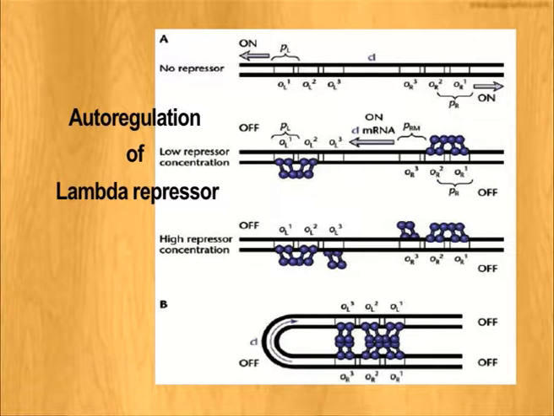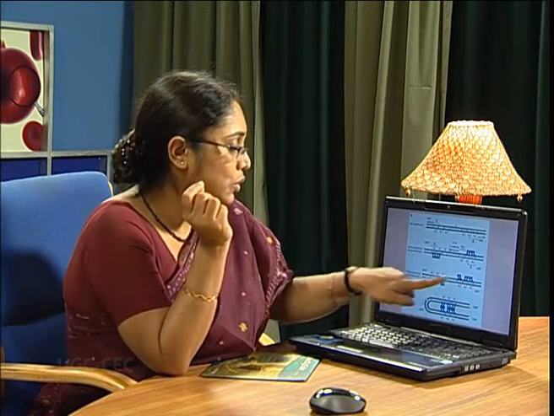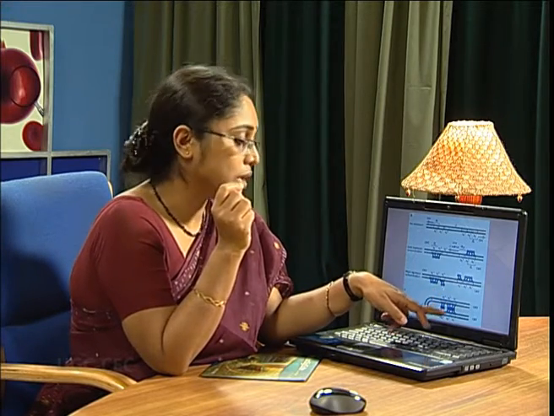So, the dimers present at the OR3 and OL3 region are without a partner. To form a tetramer, the DNA bends and forms this structure, and the dimers present at OR1, OR2 and OL1, OL2 also bind and form the octamer. This is called feedback inhibition, since C1 protein blocks its own synthesis.